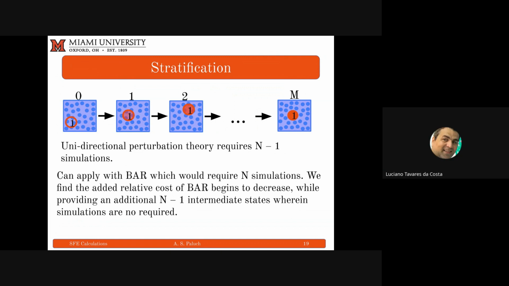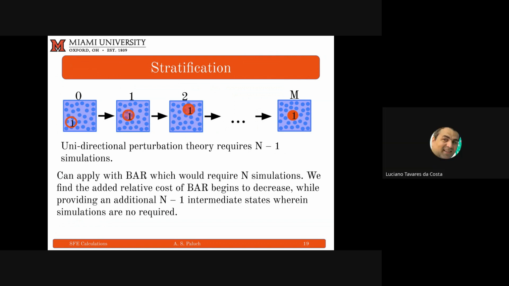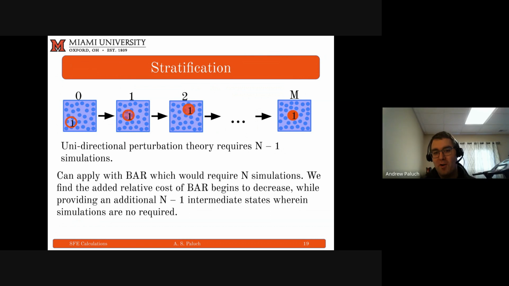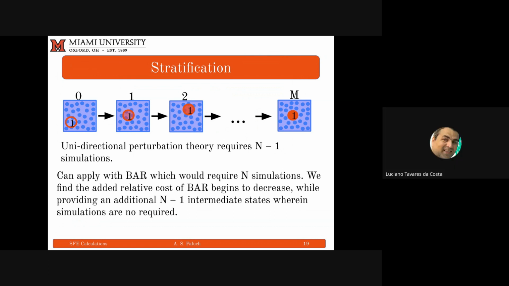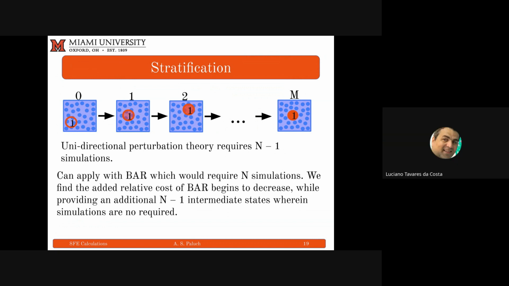And what do you say about MBAR? So Luciano's asking what's the difference between BAR and MBAR, is that right? Yeah, because MBAR can be included in thermodynamic integration methods. No, thermodynamic integration is fundamentally different, completely different. You're computing the same property, of course.